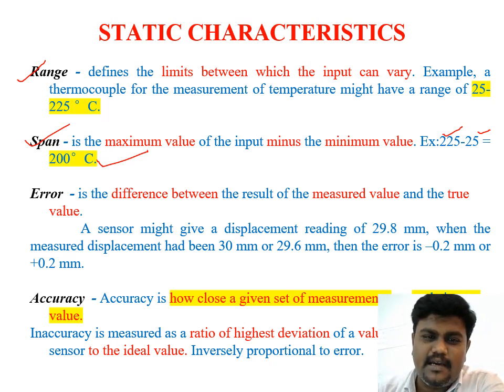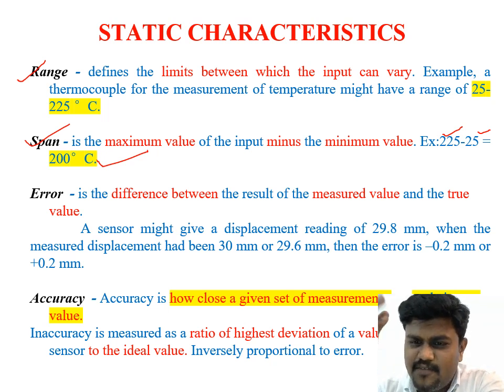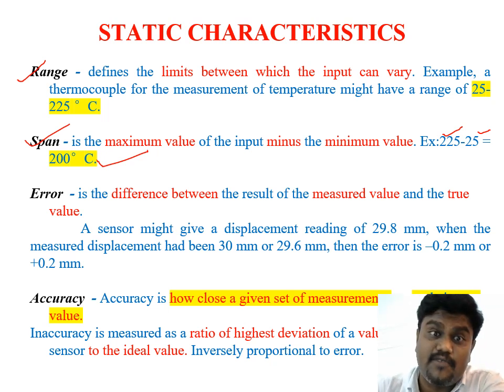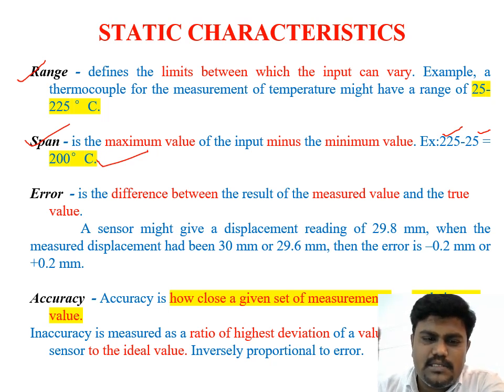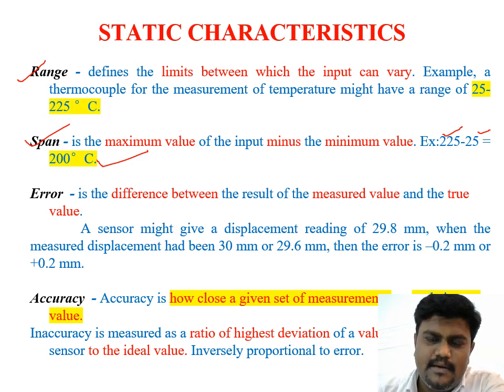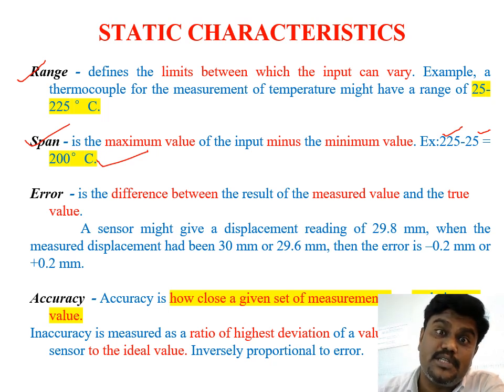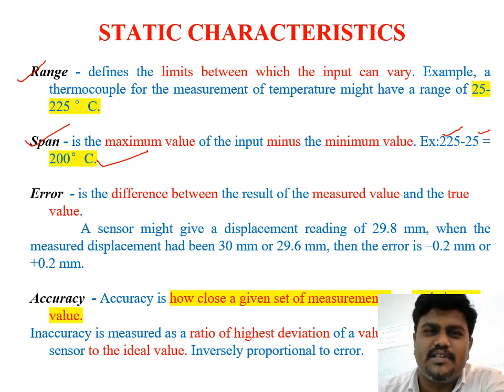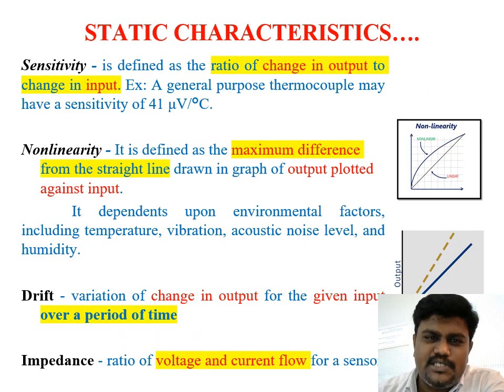Error is nothing but the difference between the measured value and the true value, which we have seen in earlier slides. It is the deviation of your measured value from the actual, correct value, right? Accuracy is how close a given set of measurements is to the true value. When you measure values and how often you get very close to the true value, meaning the set or reference value, that is called accuracy. Sensitivity is defined as the ratio of change in output to the change in input. That is called the sensitivity of the instrument.